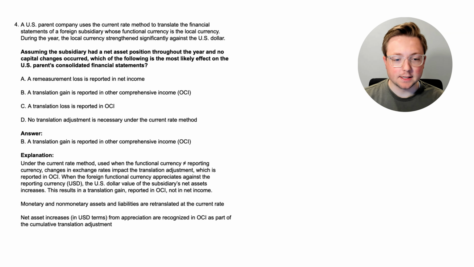All right, here we are at the answer. B, a translation gain is reported in other comprehensive income. So let's go through this. Under the current rate method, again, we talked about this in question 1, which is used when the functional currency does not equal the reporting currency, changes in exchange rates impact the translation adjustment, which is reported in OCI. When the foreign functional currency appreciates against the reporting currency, the United States dollar, the US dollar value of the subsidiary's net assets increases. This results in a translation gain reported in OCI, not in net income.